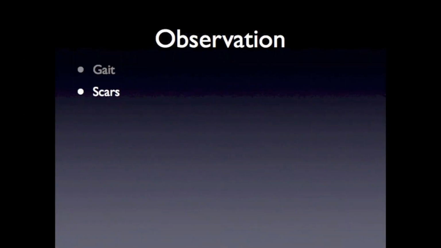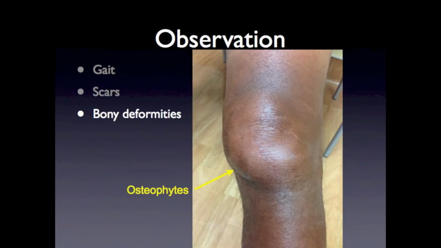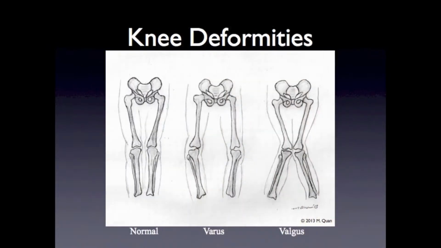Observe for scars from prior surgery or trauma. Bony deformities can be present, such as osteophytes. In addition, you can see a bow-legged or varus deformity, which, if not congenital, is usually the result of medial compartment osteoarthritis. A knock-knee deformity or valgus deformity can develop from lateral compartment osteoarthritis.